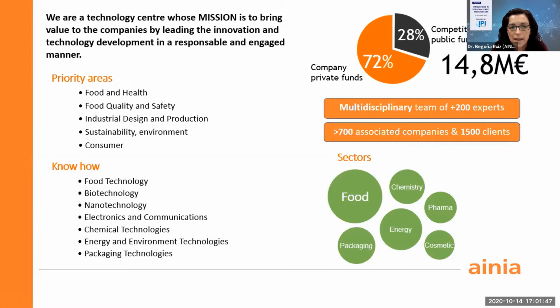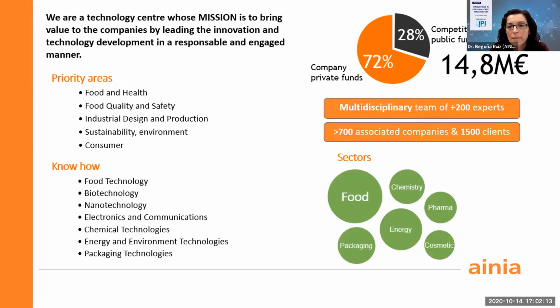Our priority areas are focused on food and health, food quality and safety, industrial design and production, sustainability, environment, and also consumer studies. And for that, we apply a variety of technologies, of course, food technology, but also biotechnology and a full range of other complementary technologies, such as electronics, communication, chemical, energy and environment, packaging, or nanotechnology.